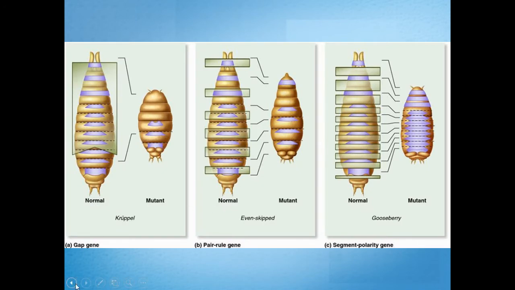And this is what that would look like if you have a gap gene. So here's a normal one, and if it has a gap gene, this is what it would end up looking like. So it's missing every other one. No, it's missing a good bit of them, actually. For the pair rule gene, that's where you skip every other one. And for the segment polarity gene, it's missing random things there.